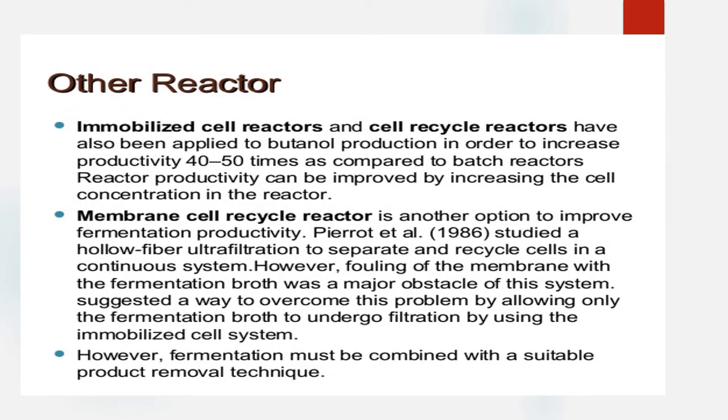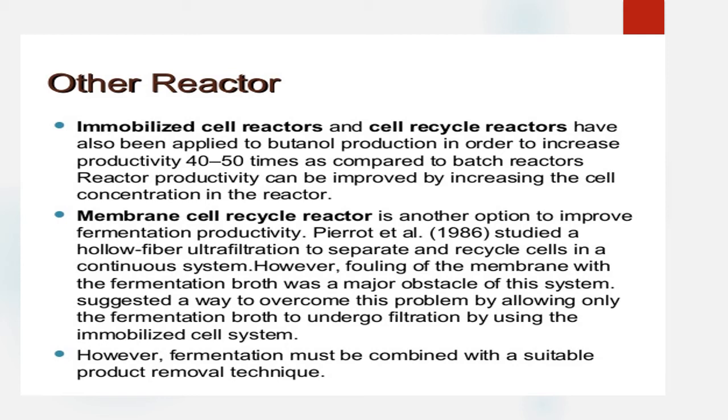Other reactors, rather than the batch and fed batch processes, also use immobilized enzymes, so that we can recirculate the cells to achieve better productivity, and almost 40 to 50% of production has been increased when compared to the normal batch processes. In this production reactor, the productivity can be increased by recirculating the cells present in it if we immobilize the cells. And also the cell concentration plays an important role in the overall productivity of our desired product. And also membrane recycle has been done.